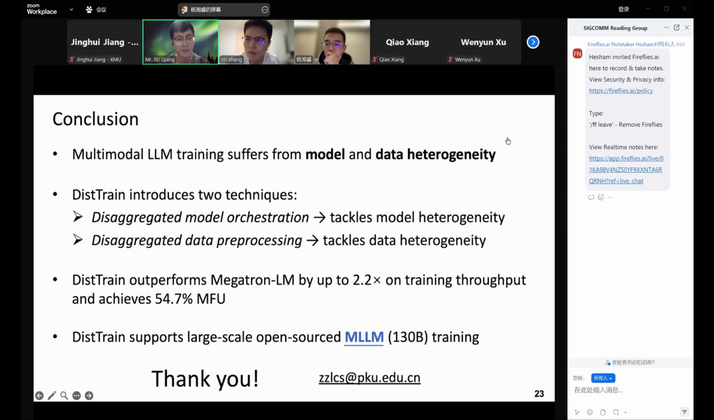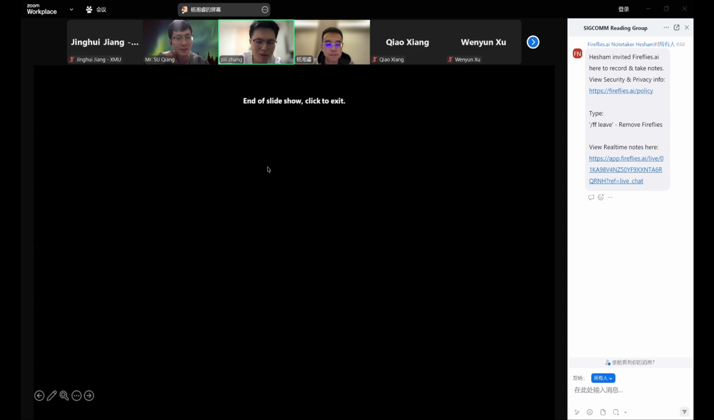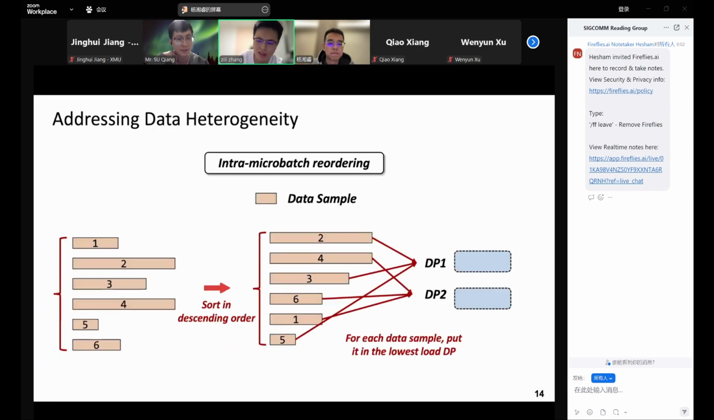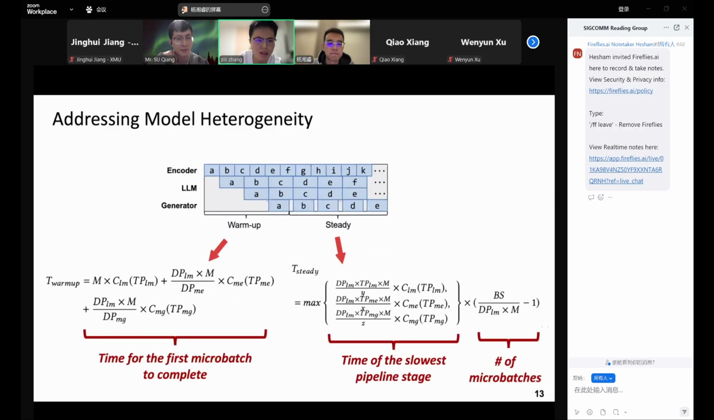Let me take a warm-up question. Zili, what contributes the most to the best benefits? I think it's the disaggregated model orchestration. It eliminates the pipeline bubbles, which is the first technique.